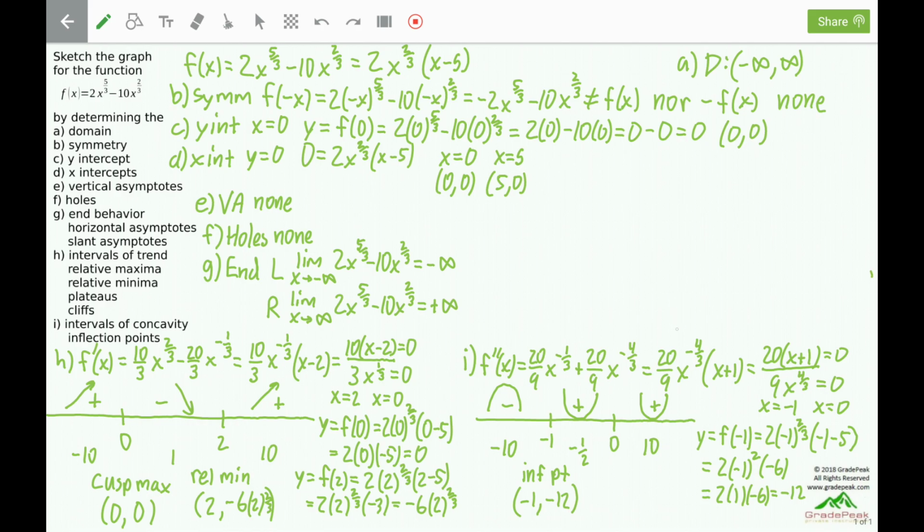We can now graph the function. We have a vertical axis. We have a horizontal axis. We have a domain of all real numbers, so it'll cover the entire range of x values. We have no symmetry. We have a y-intercept of the origin. We can label that.